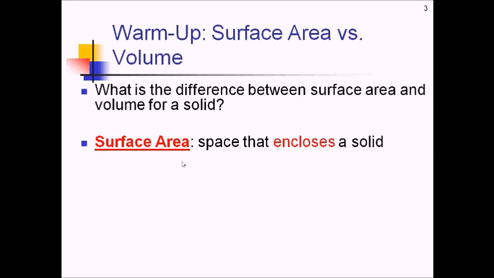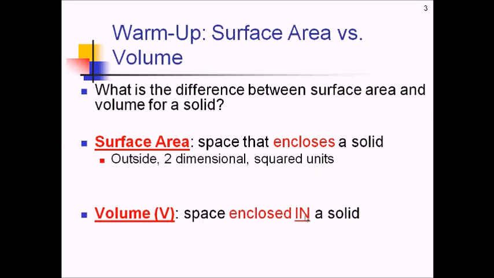So surface area, just to review, that's the space that encloses a solid. So this is an outside measurement. It's two-dimensional, and because of that, we have squared units. Volume, on the other hand, is the space enclosed inside a solid. This is an inside measurement. It's three-dimensional, and because of that, we have cubed units.